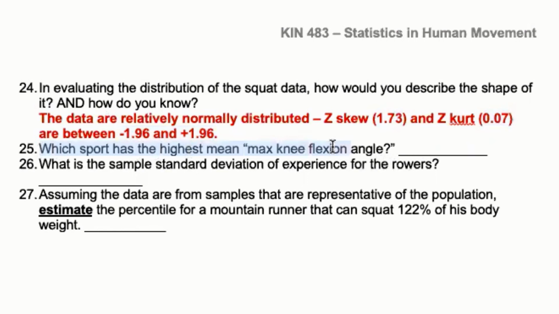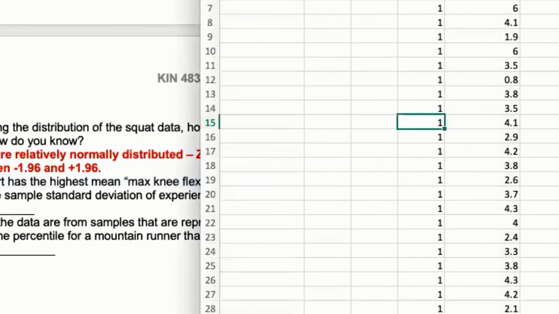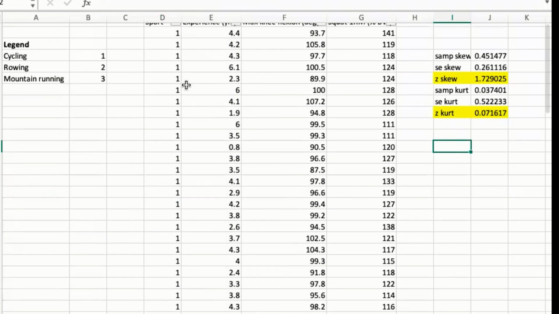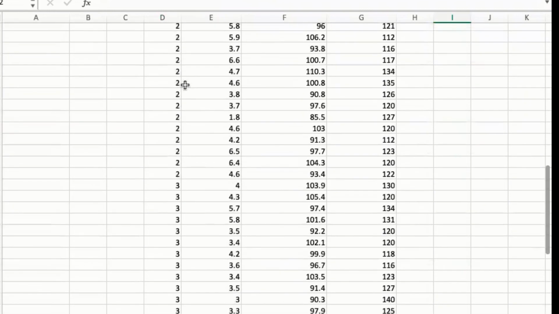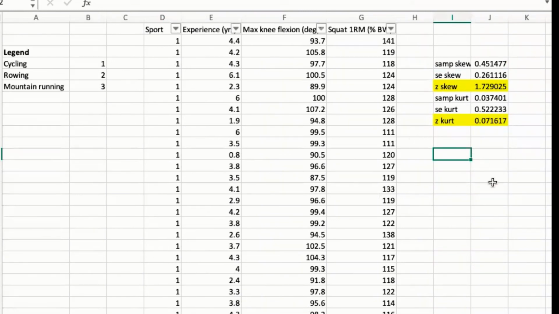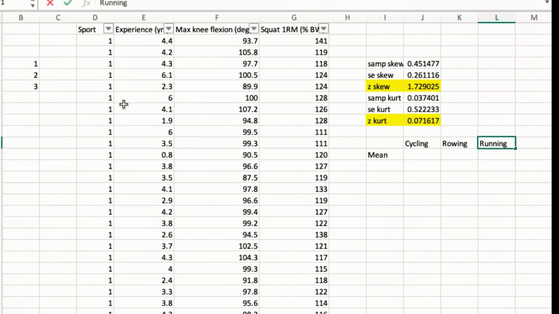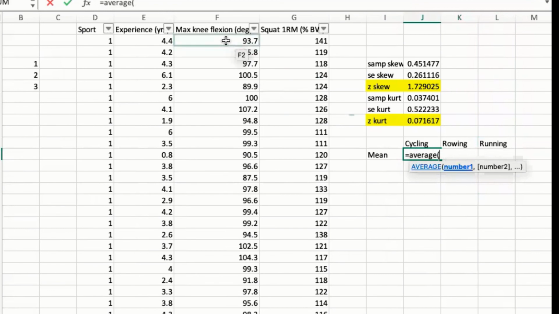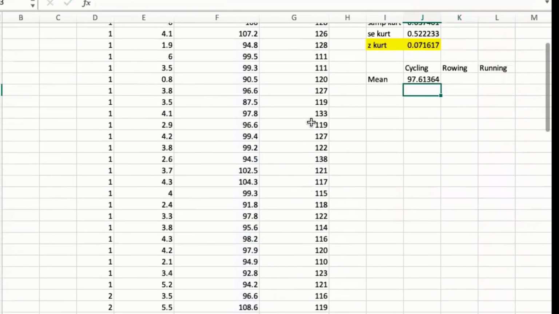If we wanted to know for 25, which sport has the highest mean max knee flexion angle, we could filter our data by sport, which it looks like that's already the case. We can see our numbers are clumped together. And then we can say this is the mean for cycling, rowing, and running. And this is as simple as calculating the averages for the max knee flexion angle for each group.